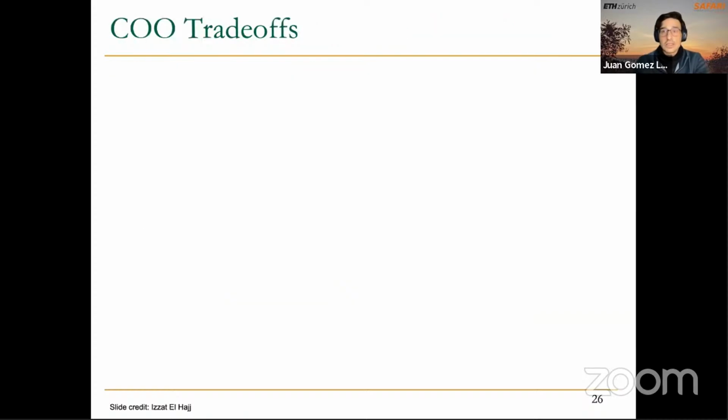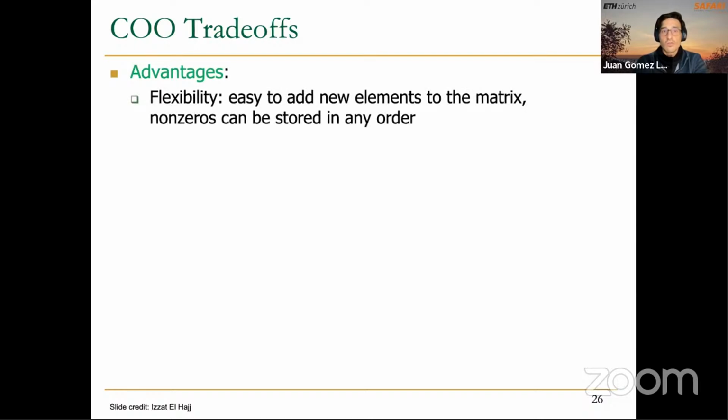But in the end, same as the other formats that we are going to cover in this lecture, COO has trade-offs. There are some advantages that are clear. For example, it's flexible in the sense that it's easy to add new elements to the matrix because the non-zeros can be stored in any order. We don't really need to sort the elements of the matrix in any way because every element of the matrix is accompanied by its row and column.